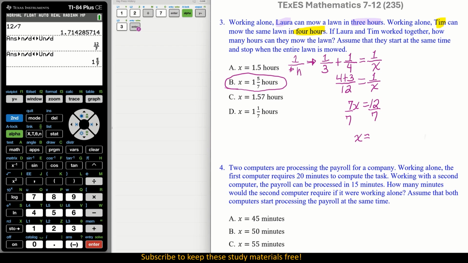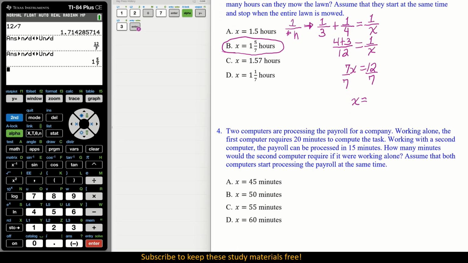Okay, let's go to number 4. Two computers are processing the payroll of a company. Working alone, the first computer requires 20 minutes to compute the task. Working with a second computer, the payroll can be processed in 15 minutes. How many minutes would the second computer require if it were working alone? Assume that both computers start processing the payroll at the same time.